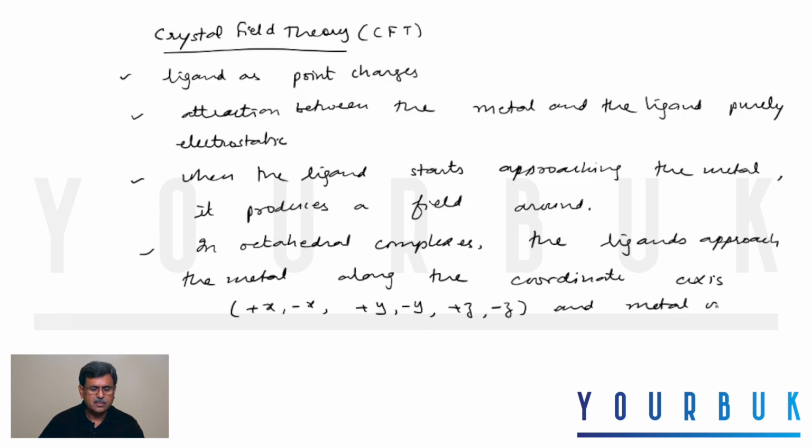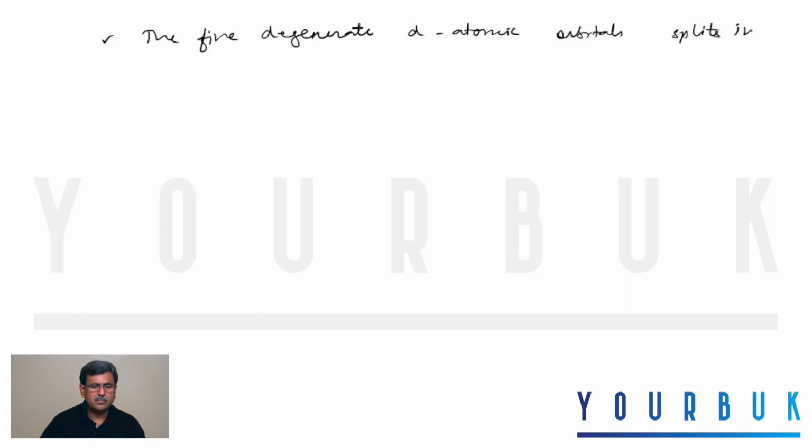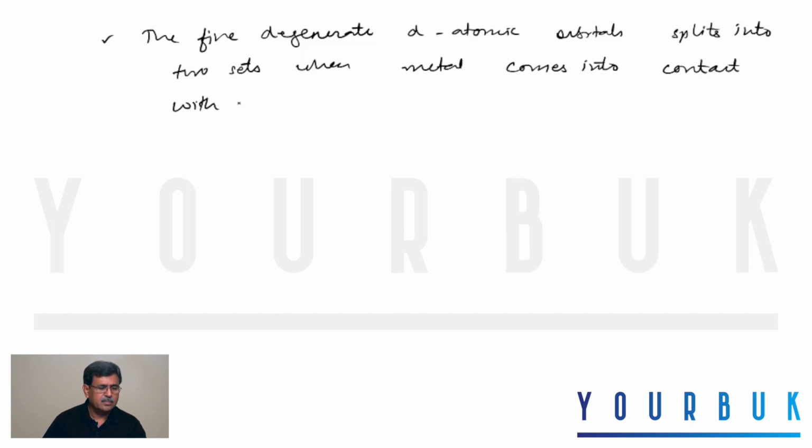The 5 degenerate d orbitals, degenerate means having the same energy, split into 2 sets when the metal comes into contact with the ligands. This is called d orbital splitting.